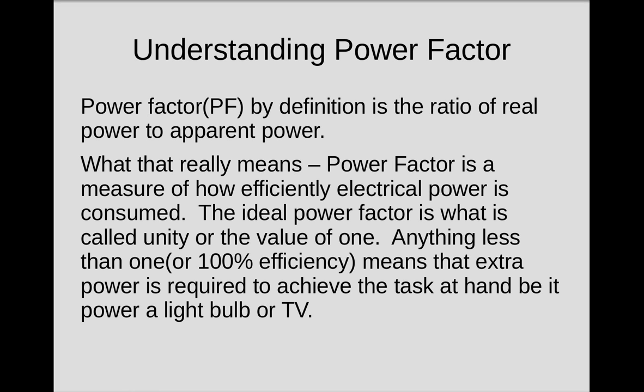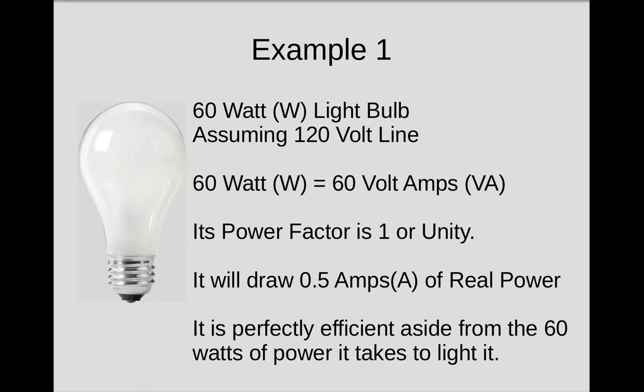So anything less than 1 means that extra power is required to achieve the task, be it power a light bulb or a TV. Some of you might be thinking, well, if it says it uses 100 watts, it should really be taking 100 watts to power it. And if it's drawing 100 watts, it's really drawing 100 watts by the amount of current that's flowing to the device. And current is the important aspect in this. You can have a device that's rated at 100 watts and it actually takes twice the current to power one 100 watt load over another 100 watt load.